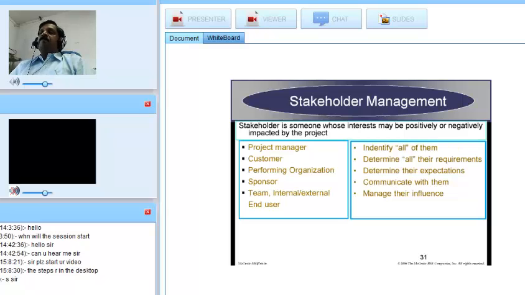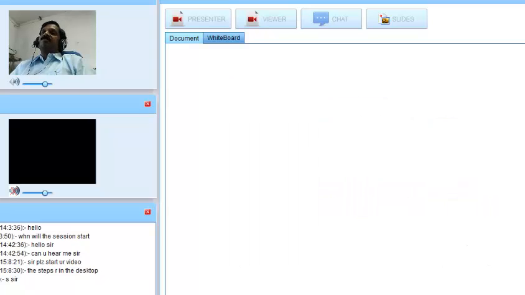And if you are a team member or an internal or external end user, then you must be able to manage their influence, because stakeholders might influence the project from time to time. They might change their requirements. They might have a special requirement sometimes. So it is essential that you are able to manage their influence, because they will have a lot of influence on the project. So stakeholder management, identifying the stakeholders and taking care of them, is essential for the success of the project.